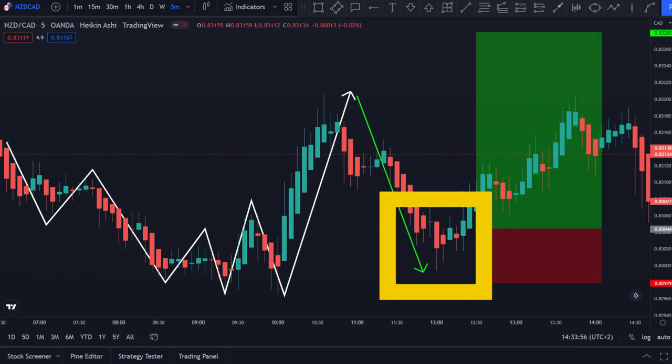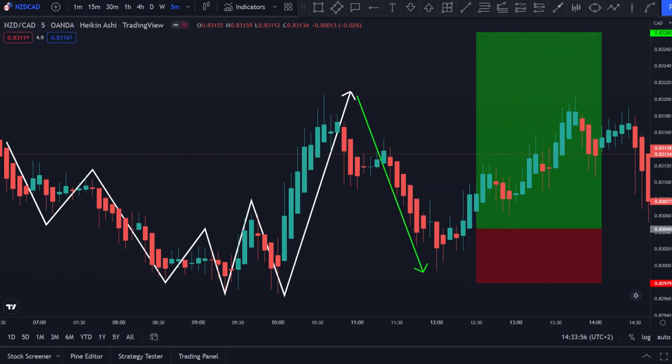Then your trade setup will look something like this. Because we are scalping, we just get in and get out of the market and move on to the next pair if there is any availability of trade setups.